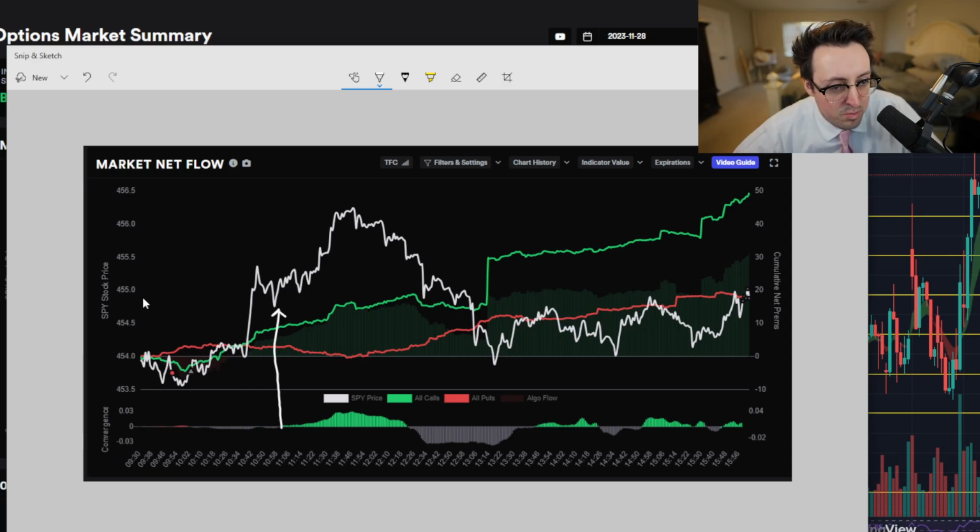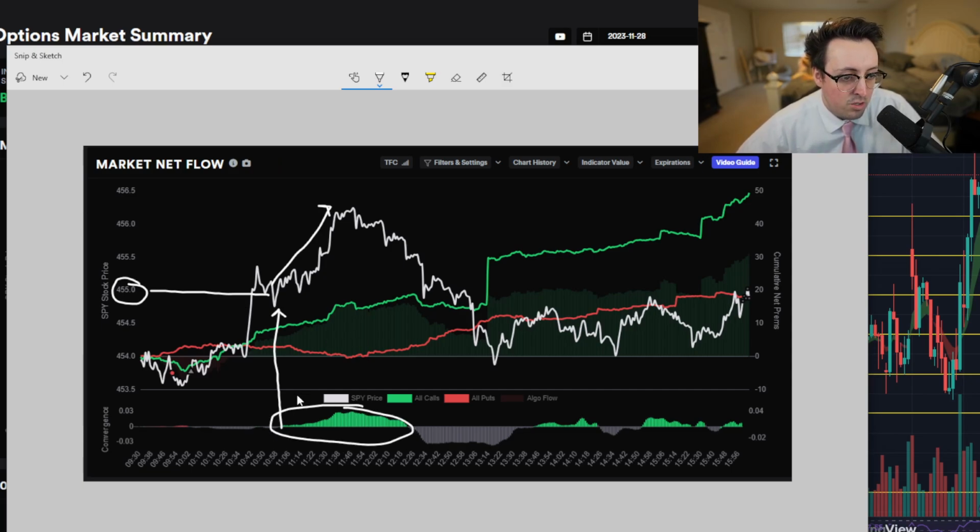So it looks like it flipped around this 455 level, and then it went all the way up to 456.25-ish, or 456. So about a $1 move to the upside on that green convergence here. So that was the first one of the day. That one looks to be the banger of the entire day.